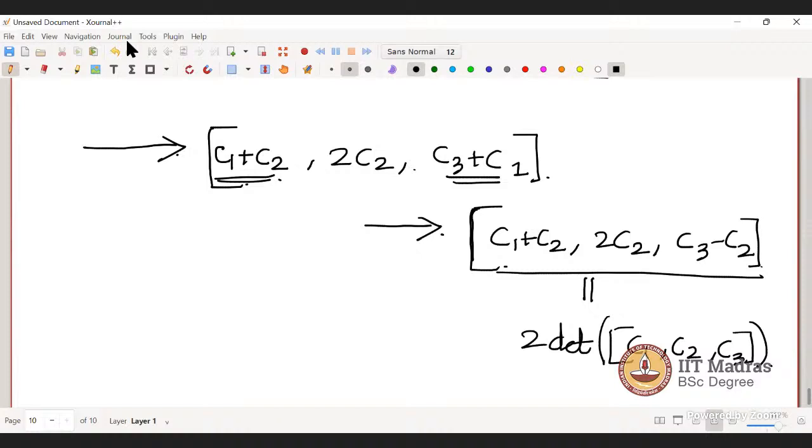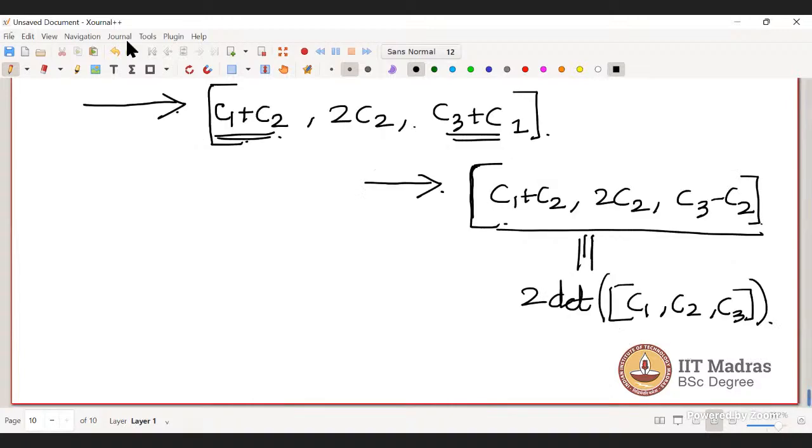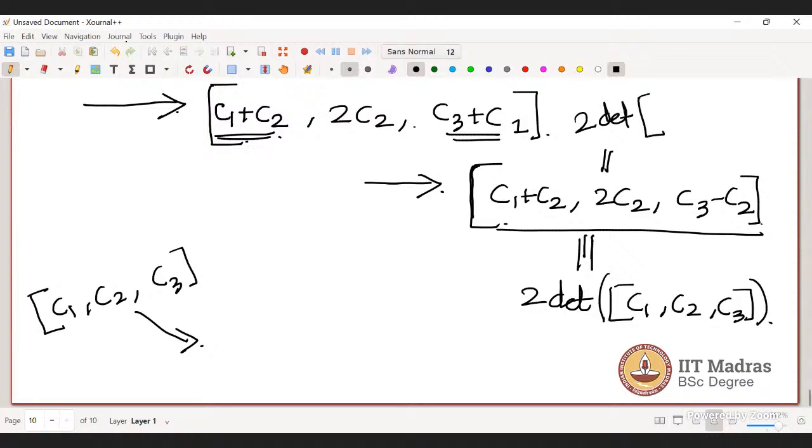Okay, so any other doubt? How are we getting the last one? The last line I could not follow. Which one? This one? Yeah, the last one is equal to 2 determinant of C1, C2, C3. So basically, see what you will get. You have C1, C2, C3, right? So do you agree the determinant of this is the same as 2 times the determinant of C1 plus C2, C2, C3 minus C2? Do you agree with this fact?